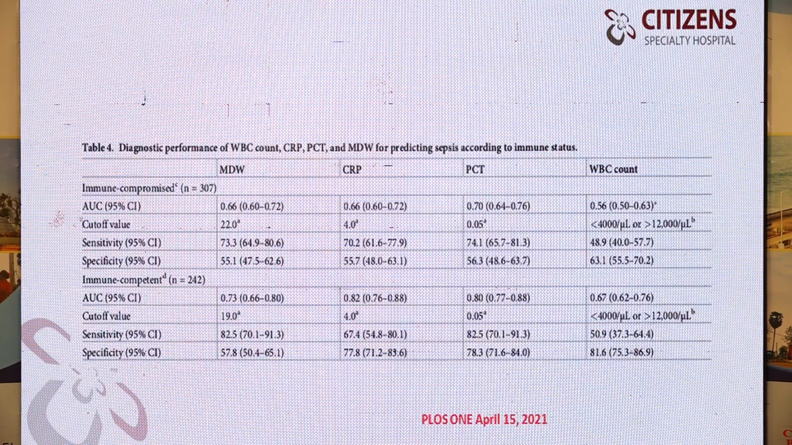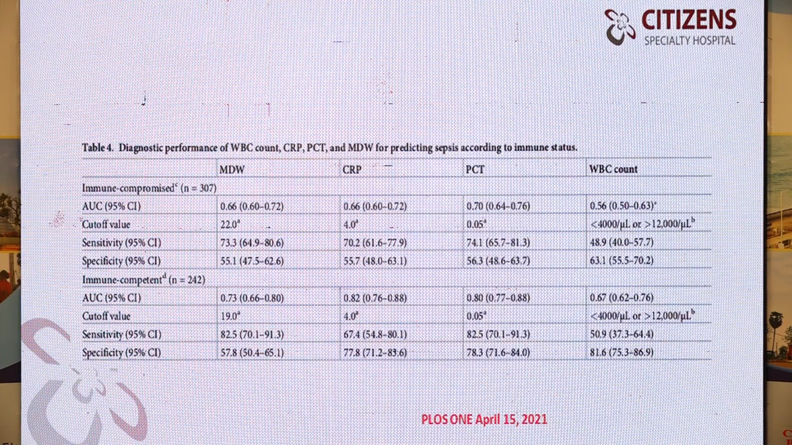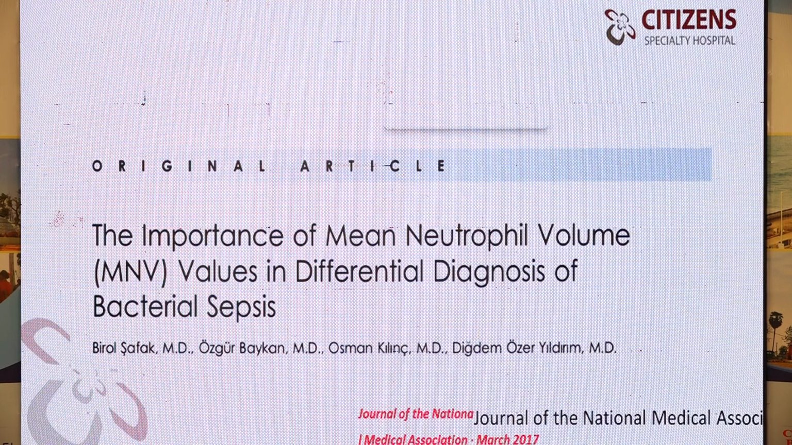Then again they have divided into immunocompromised and immunocompetent patients. When they divided into immunocompromised and competent patients, the MDW, CRP, and PCT are almost good, the AUC almost 0.6 to 0.7. In immunocompetent patients, MDW, CRP, and PCT also have a similar AUC, 95%. So, the importance of mean neutrophil volume.